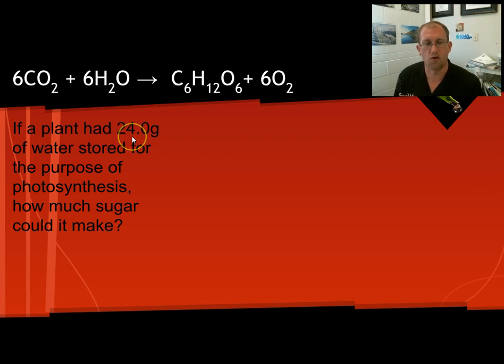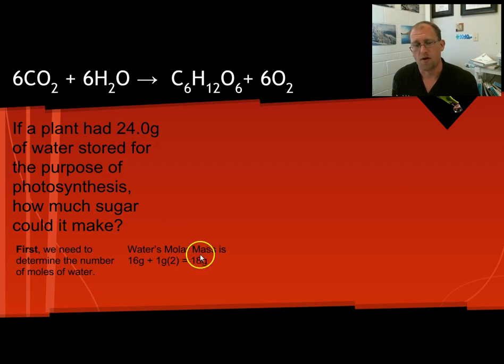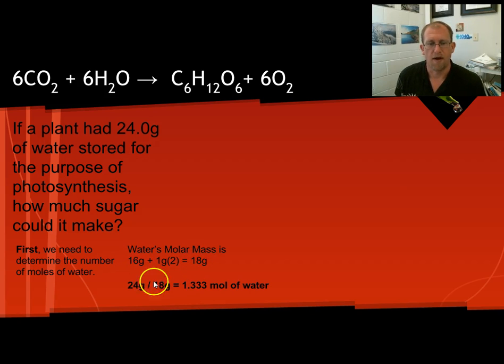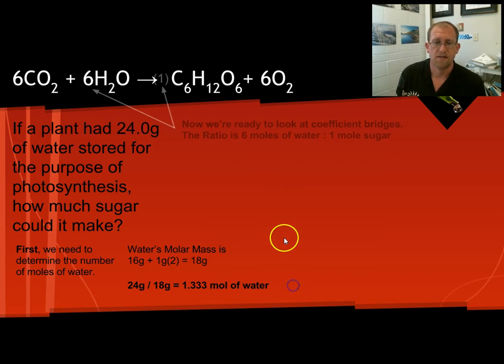If a plant has 24 grams of water stored for the purpose of photosynthesis, how much sugar can it make? Now I need to use the molar mass of water to get the moles of water, and then I can use the coefficient bridge to determine how many moles of sugar I can make. So I need to determine the number of moles of water. Water's molar mass is 18, I'm rounding here, 16 plus twice 1: 2 times 1 for the hydrogen, 16 for the oxygen. Molar mass is 18 grams. I have 24 grams of it. 24 grams divided by 18 grams per mole, I get 1.333 moles of water. So that's what's going in.